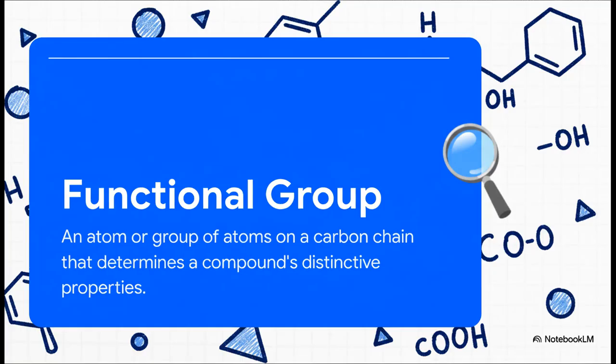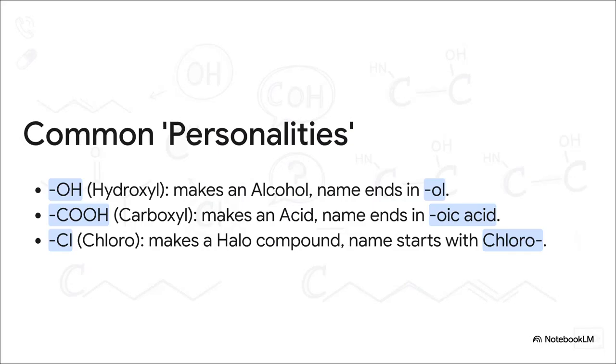So what exactly is a functional group? It's really just a special group of atoms that latches onto a carbon chain. And once it's there, it completely takes over. It determines the molecule's properties, how it's going to react with other things. Basically, it defines what that molecule does. Let's check out a couple of these personalities.